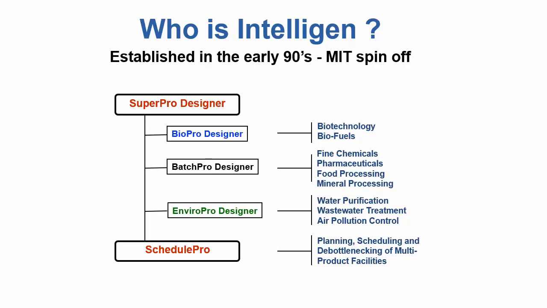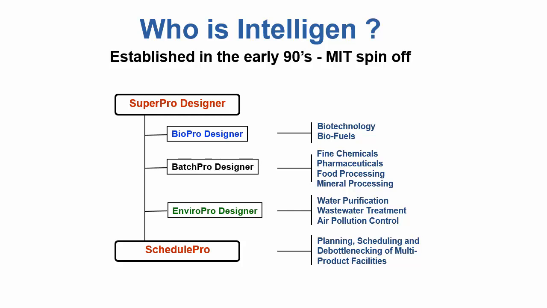Intelligen was founded in the early 1990s to commercialize technology that had been developed at MIT. SuperPro Designer was our first product, and it was focused on the process simulation needs of the biotech industries. SuperPro was gradually expanded to address the needs of other related industries such as fine and specialty chemicals, pharmaceuticals, food ingredients, mineral processing, water purification, wastewater treatment, air pollution control, etc. The expansion of the scope of SuperPro led to the introduction of SuperPro Designer.